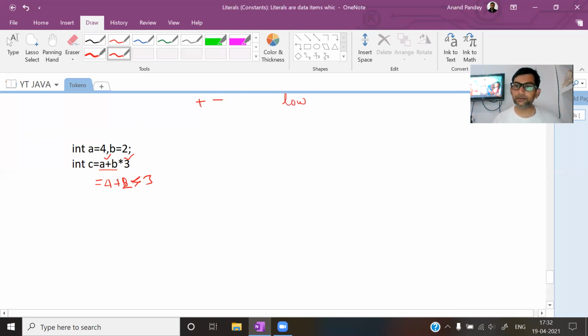4 plus 2 into 3. If you calculate, multiplication has higher priority than addition, so multiplication will take place first. So 2 into 3 will be 6, and 4 plus 6 will be 10. In this way we apply operator precedence.